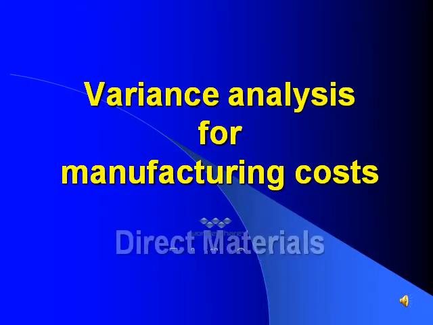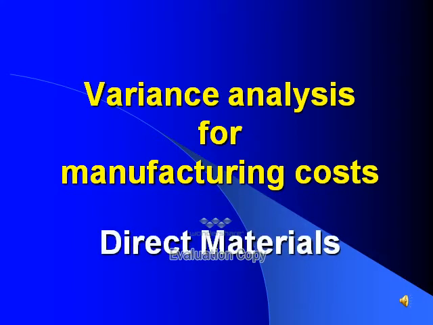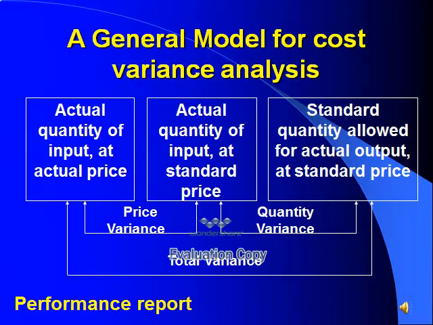Variance analysis for manufacturing cost. Manufacturing cost consists of three elements: direct materials, direct labor, and overhead cost. In this lecture, I will explain variance analysis for direct materials. To calculate direct material costs, you need price and quantity. Also, to make variance analysis for direct material costs, you will determine price variance and quantity variance.